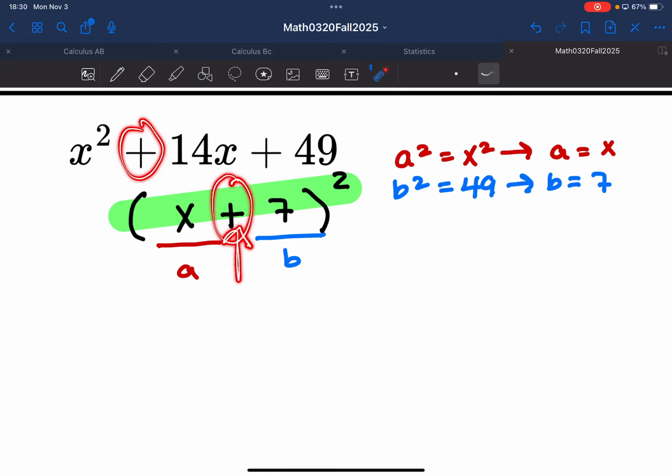Positive, positive. Say that one more time. Yes, like we couldn't simplify this further. This would have to. Yes. Okay.